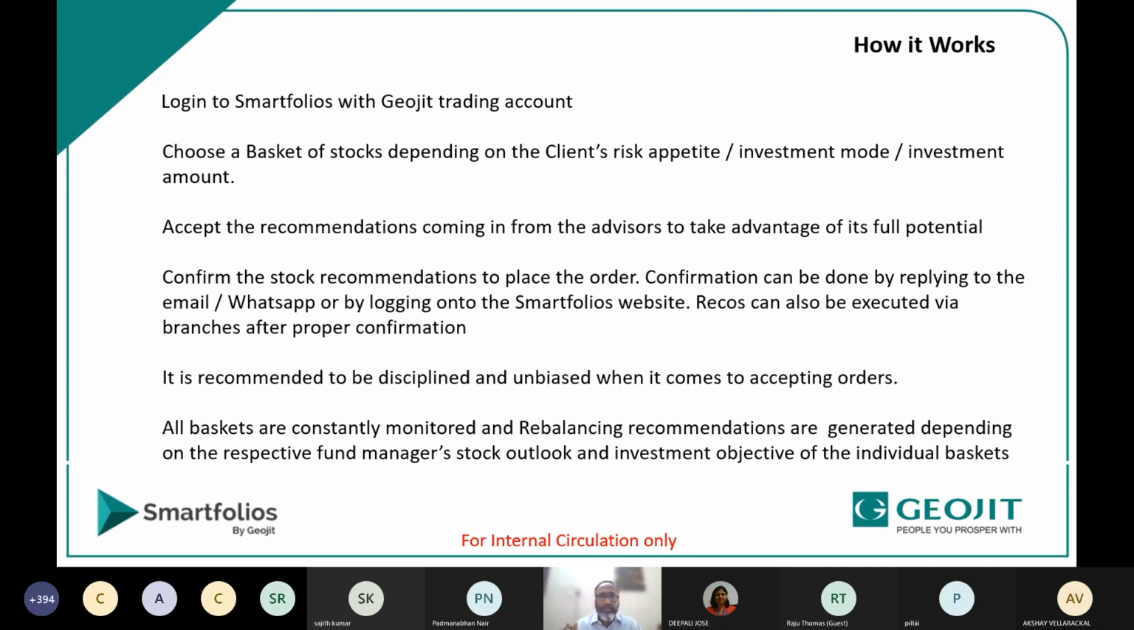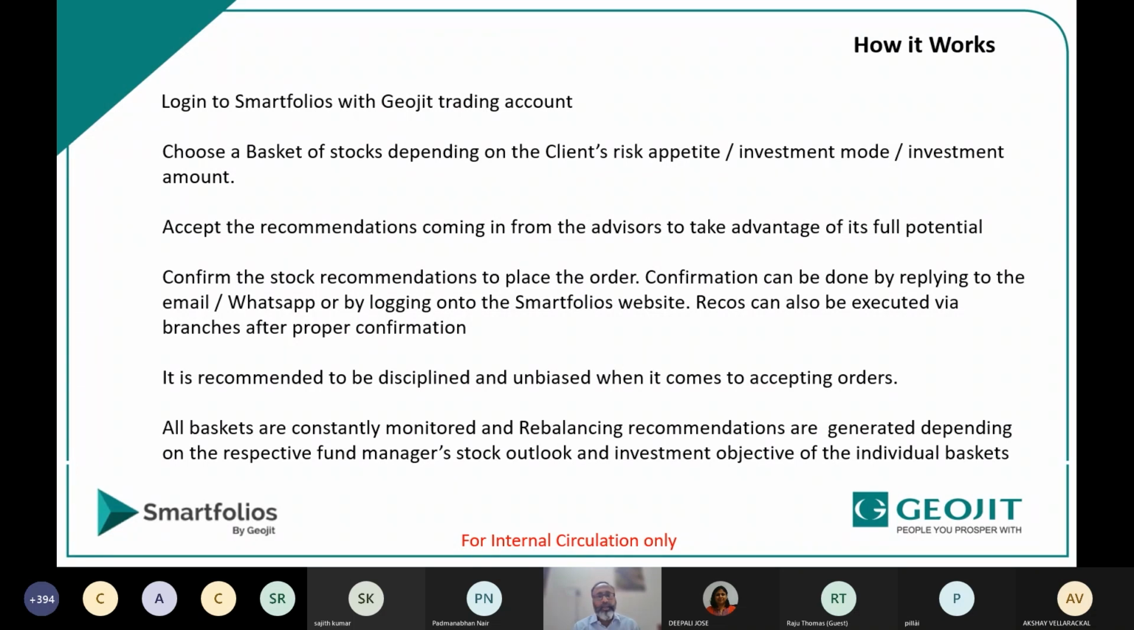And I'm not saying that the recommendations, all of them will be 100% right. No. All we are saying is that the returns of the portfolio should justify your investment in Smartfolios. It need not be a one stock investment. It need not be that one stock is at a loss.